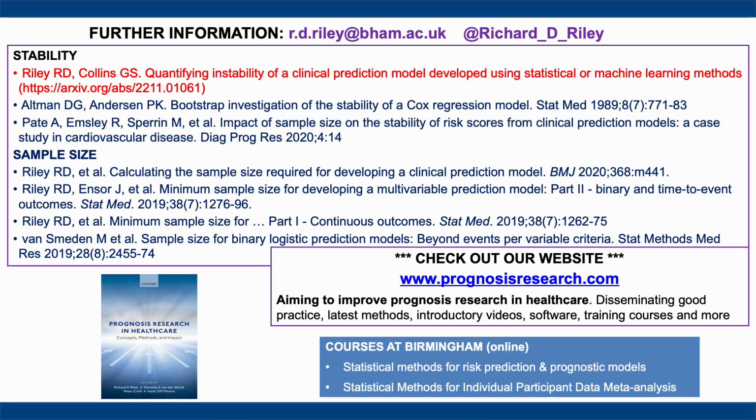I'll just leave you with a few references. Again, like I mentioned, check out prognosisresearch.com. We do run a number of courses in Birmingham online if you're interested in risk prediction and prognostic models, and also in IPD meta-analysis. And these are our sample size papers, and also that one at the top is the one that's coming out, we hope soon, about instability.